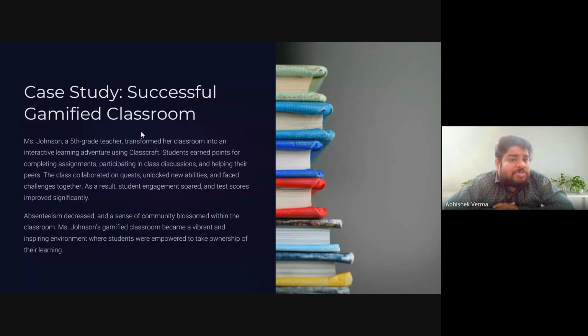Mr. John, a fifth grade teacher, transformed his classroom into an interactive learning adventure using Classcraft. The students earn points for completing assignments, participating in class discussions, and helping their peers. The class collaborated on a quest, unlocked new abilities, and faced challenges together. As a result, students were engaged, and the test scores improved significantly. The students also became more skilled in learning.